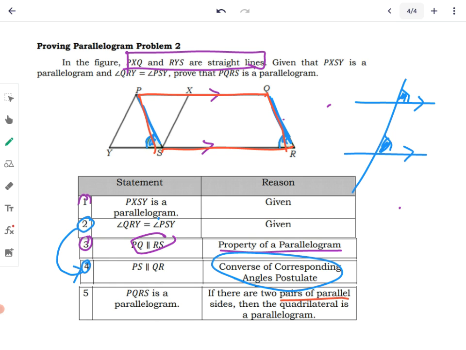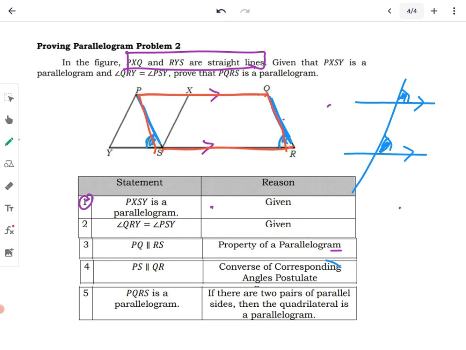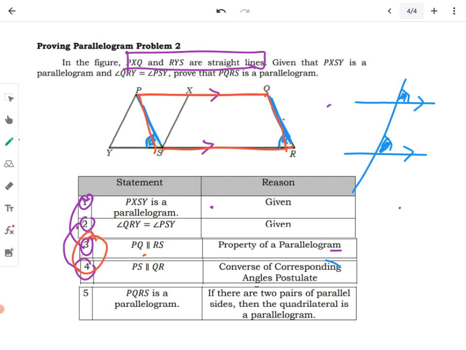So let's recall the idea. If the premise is number 1, we concluded number 3. If the premise is number 2, we concluded number 4. If the premise is number 3 and 4, we concluded number 5. That's all for this video.